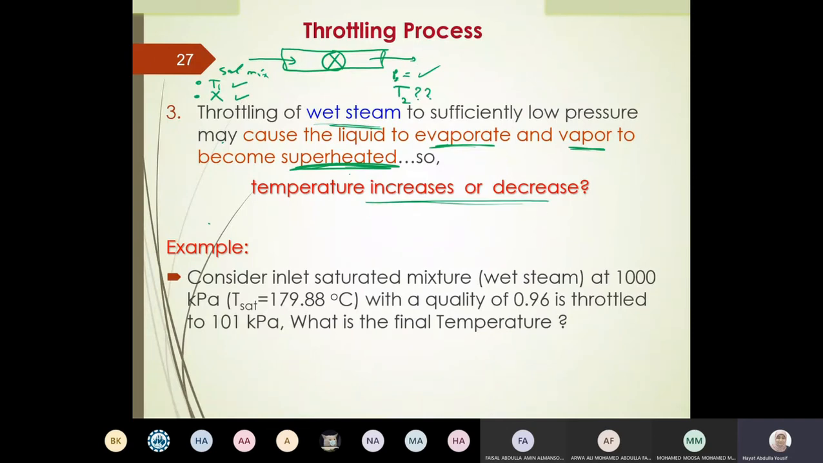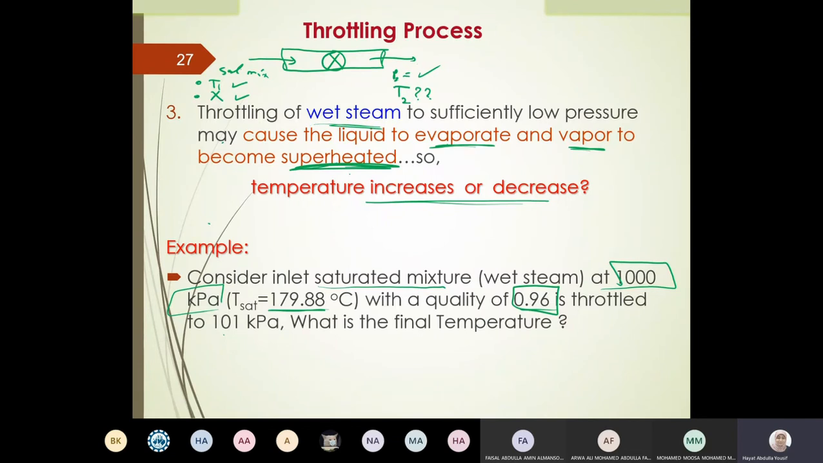Here is the question. I give you an example here, which says that the inlet saturated mixture is given at a pressure of 1000 kilopascal. I can give you either the pressure or the temperature because it is saturated. If I give you the pressure, you can find the saturated temperature from the table. I don't have to give you both. But what is really important is to give you the quality at the inlet because it's a saturated mixture. It is throttled so that the final pressure is much lower than the initial pressure, of course, because this is what happens in the throttling process, and it's only 101 kilopascal. So the pressure reduced from 1000 kilopascal to 101 kilopascal, and they were asking for the temperature.